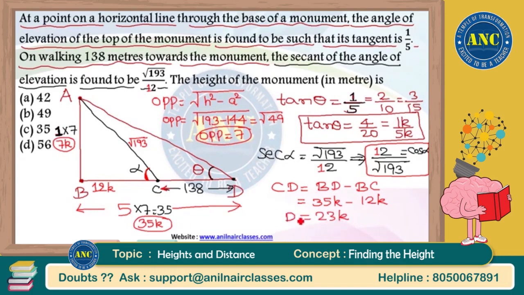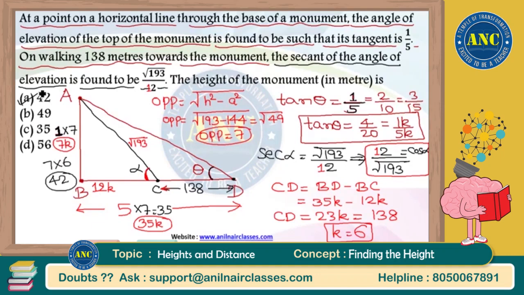But it is also given in the question that CD is 138. So 23k is 138. The K value happens to be how much? 6. If the K value is 6, AB value is what I am finding. So the answer is 7k, which is 7 into 6. Answer should be 42 units. Very, very easily you can solve the question.